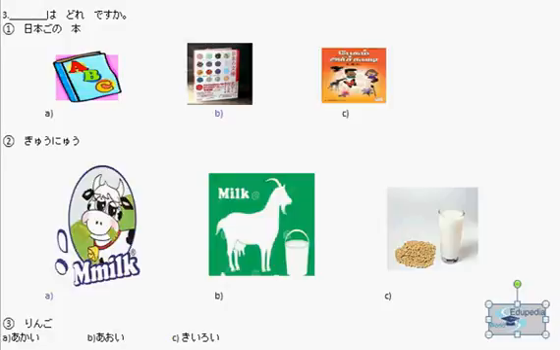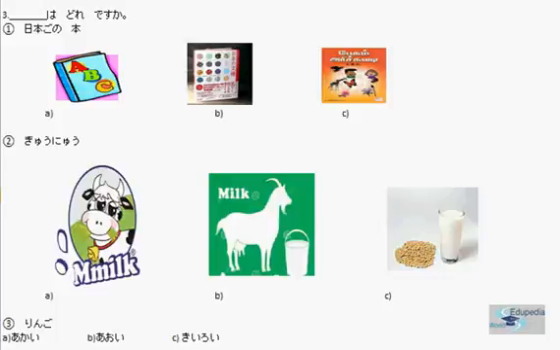So the last question of this exercise. Dore desu ka? So you have three different sets of questions here. First question is Nihongo no hon. So you have three options here. You have to identify which is the Japanese language book and fill in the blanks. So Nihongo no hon wa dore desu ka?